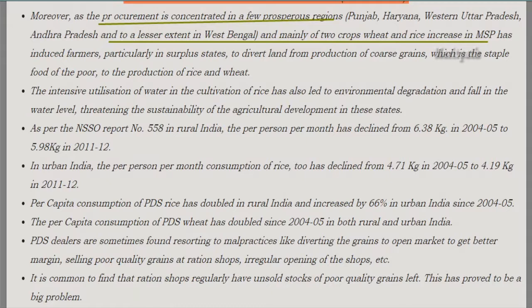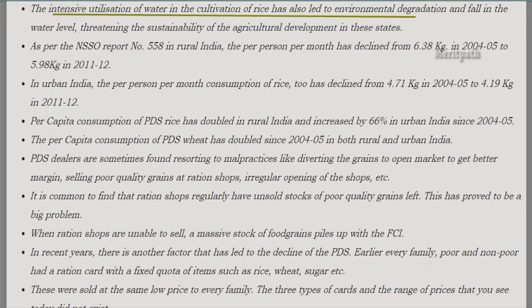So other farmers also diverted their land from production of coarse grains, which is the staple of the poor, to the production of rice, because FCI was mainly procuring rice and wheat. Other farmers also shifted their crops to production of rice and wheat. Because there was a lot of cultivation, the intensive utilization of water in the cultivation of rice led to environmental degradation and a fall in the water levels also. And this was threatening the sustainability of agricultural development in these states.